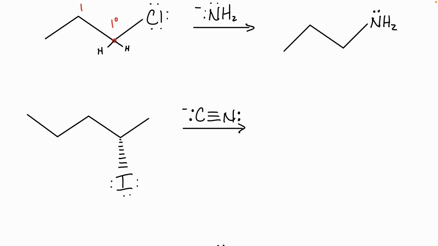All right, so now our next example: primary, secondary, tertiary. So this one's now secondary, because it has two carbon neighbors. So this is also an SN2 mechanism. So that means that I have to have my inverted stereochemistry in my product. All right, so what was a dashed bond is now going to be a wedged bond.